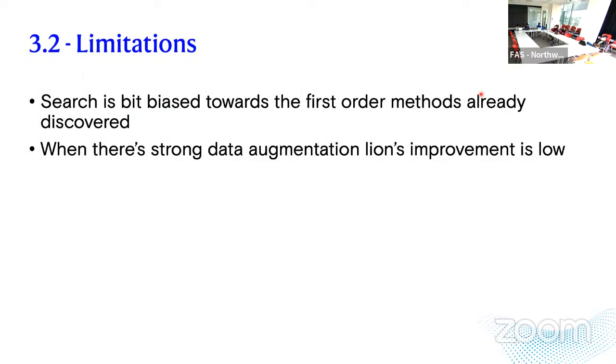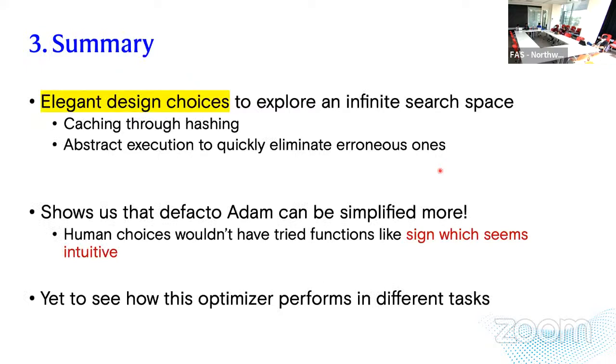In terms of this overall searching process, the authors say that since they initialize with the LM as the population, we are already biased towards that in the search process. So it's a future thing they can look at. And also, as we discussed, if there are strong augmentations, they don't see a lot of improvement. Overall, I think how they do this evolutionary process is very nice, with nice steps like caching and abstract execution.